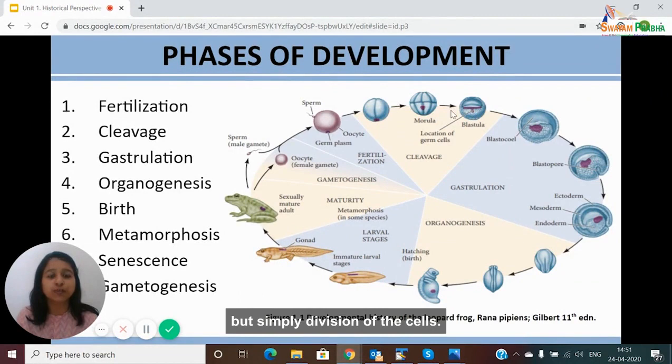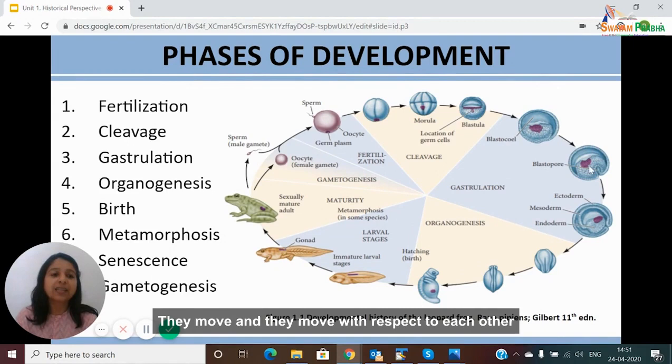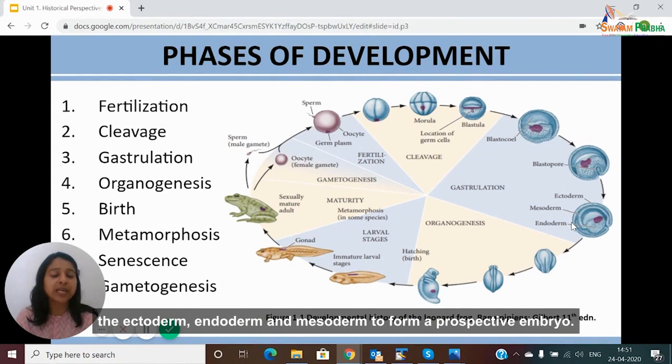The zygote divides to form a number of cells clustered together, forming the morula first. And then when the morula develops a cavity called the blastocoele in itself, it is known as the blastula. Now, the blastula will enter gastrulation. During gastrulation, there are certain morphogenetic movements in which the cells move with respect to each other to form the three germ layers, the ectoderm, endoderm and mesoderm, to form a prospective embryo.